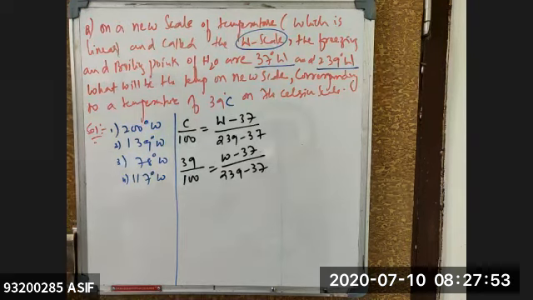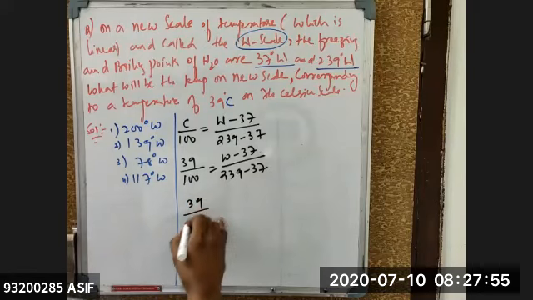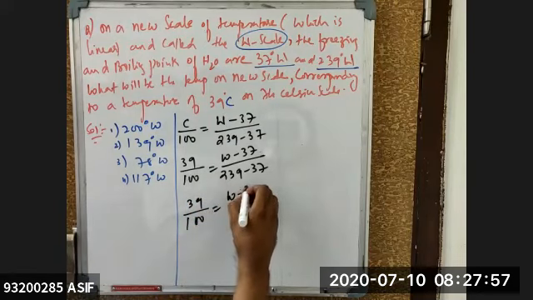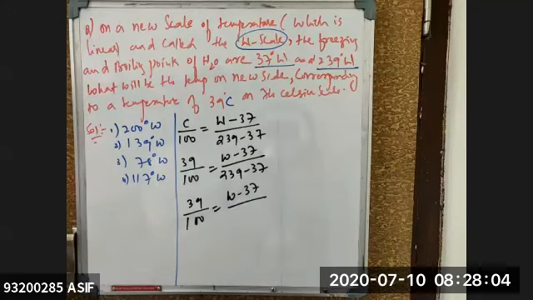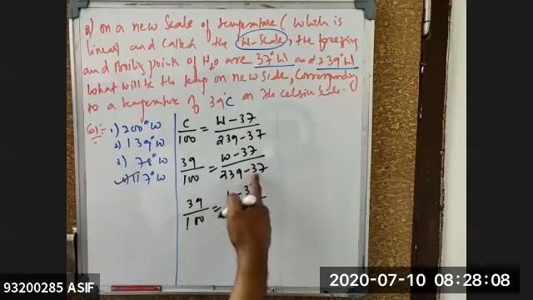This will become 39 divided by 100 is equal to W minus 117. This one is 239 minus 37. 117, sir. Fourth option will be the answer. How much is 239 minus 37?